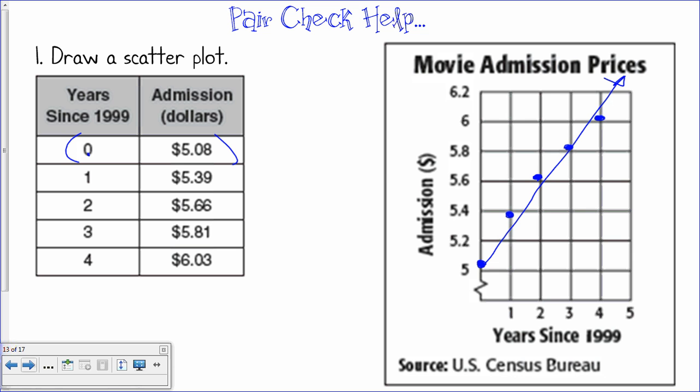Okay, so with reasonable certainty, I can predict that in 2010, the admission price is going to go up, isn't it? What do you think is going to happen in 2020? 4 more years. It's going to go up some more, right? As long as the correlation does what? That is positive. Now, are there some other things that may come into play there?